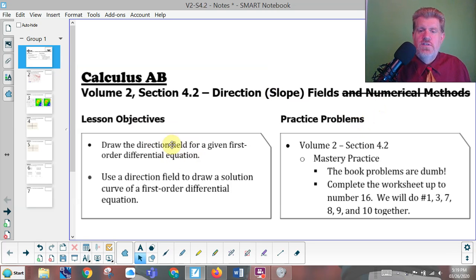Today on these notes, we are going to actually do problems 1, 3, 7, 8, 9, and 10 all together. I want you to do up to 16, the rest of them, on the worksheet. There are questions 17 and 18 that we will do in the next section. So let's get right to it.